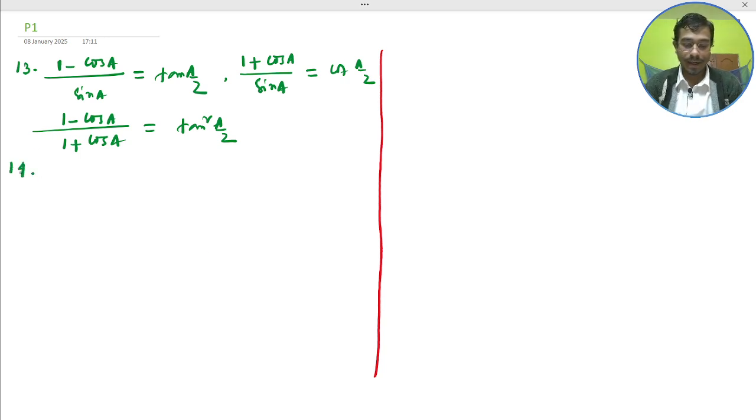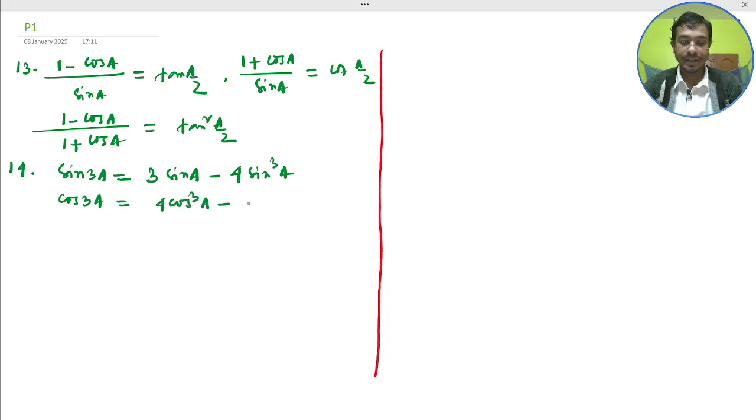Next, for sin 3a, it is 3 sin a minus 4 sin cube a. For cos 3a, it is 4 cos cube a minus 3 cos a, and for tan 3a, it is 3 tan a minus tan cube a divided by 1 minus 3 tan square a.